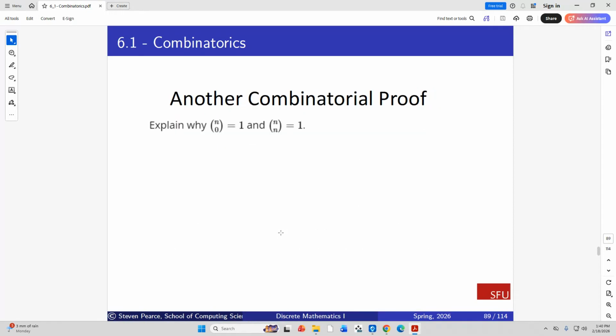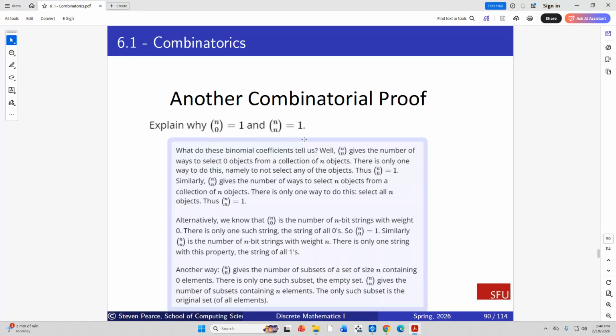So here's another combinatorial proof. n choose 0 is 1 and n choose n is 1. That's pretty easy. Let's just look at it. What do these coefficients tell us? n choose 0 gives the number of ways to select 0 objects from a collection of n objects. There's only one way to do this, namely to not select any objects. Thus, n choose 0 equals 1. Similarly, n choose n gives the number of ways to select n objects from a collection of n objects. Obviously, there's only one way.